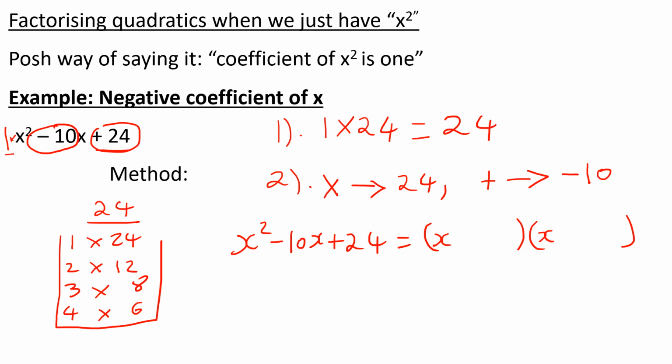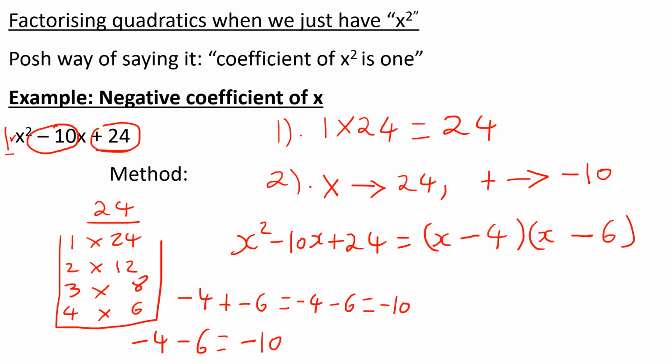Well, the only way I can add to give minus 10 is if at least one of the numbers is a minus. But the only way I can multiply to give 24 is if the signs of the numbers are the same. So I need to have two minuses. If I look at my list of factors, if I have minus 4 and minus 6, together they would make minus 10. Remember, minus 4 add minus 6 is going to be minus 4 take away 6, which is minus 10. So my numbers need to be minus 4 and minus 6.